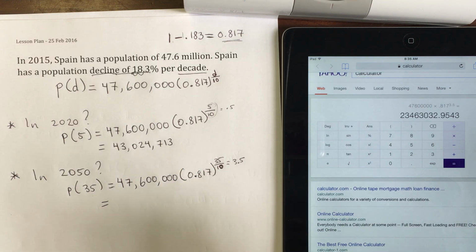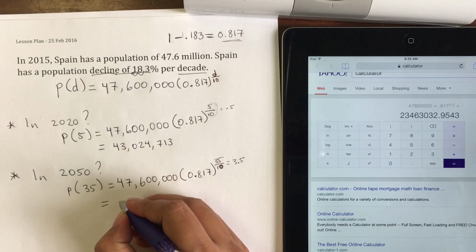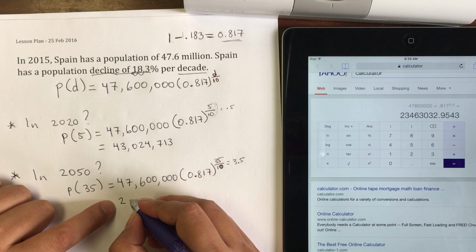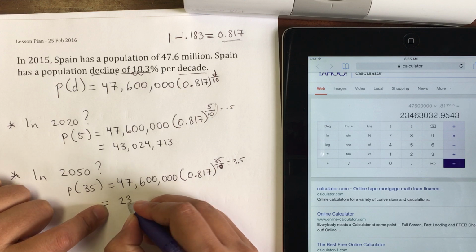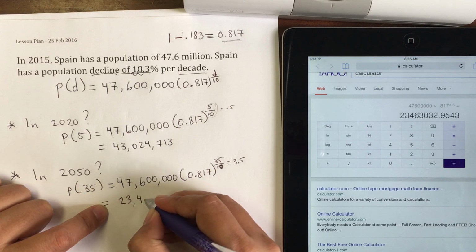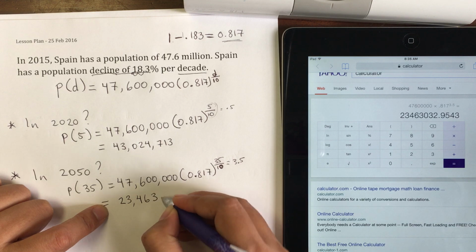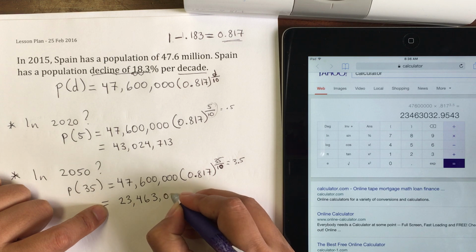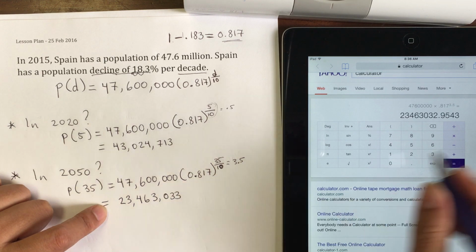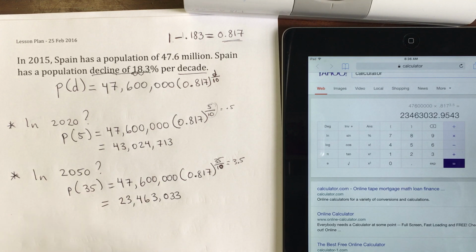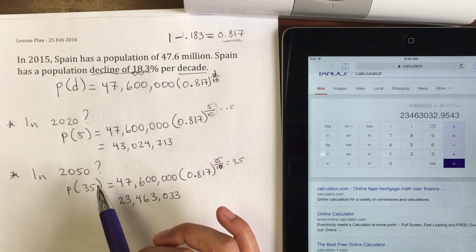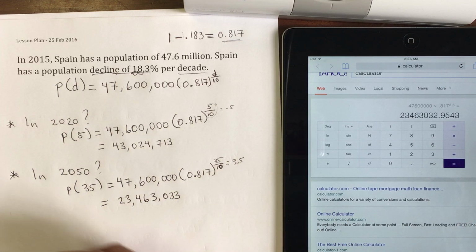Okay, so the population, wow, look how it's less than half already after 35 years. So 23,463,032, it rounds up to 33 because of the 9 in there. Okay, so that's how many people there will be in Spain after 2050 if this continues the same pattern.